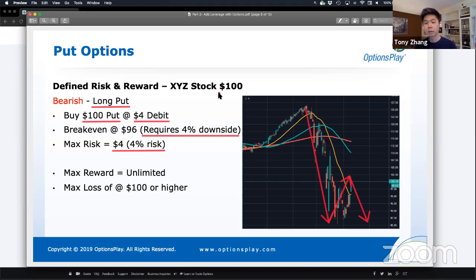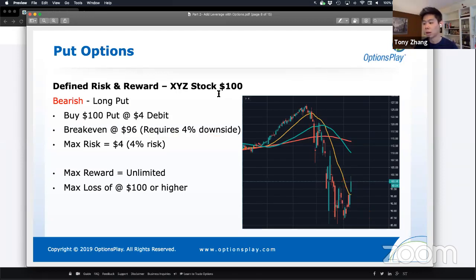Now, in this particular case, your max reward also is unlimited, because if the stock goes all the way down to 0, you can actually make up to $96 per share. Your max loss is simply if the stock stays exactly where it is or moves higher. So this is, again, a mirror image of what we just discussed with the call options. But before I move on, please type 3 into the chat window if the put option makes sense to you, or the numbers on this screen make sense to you.